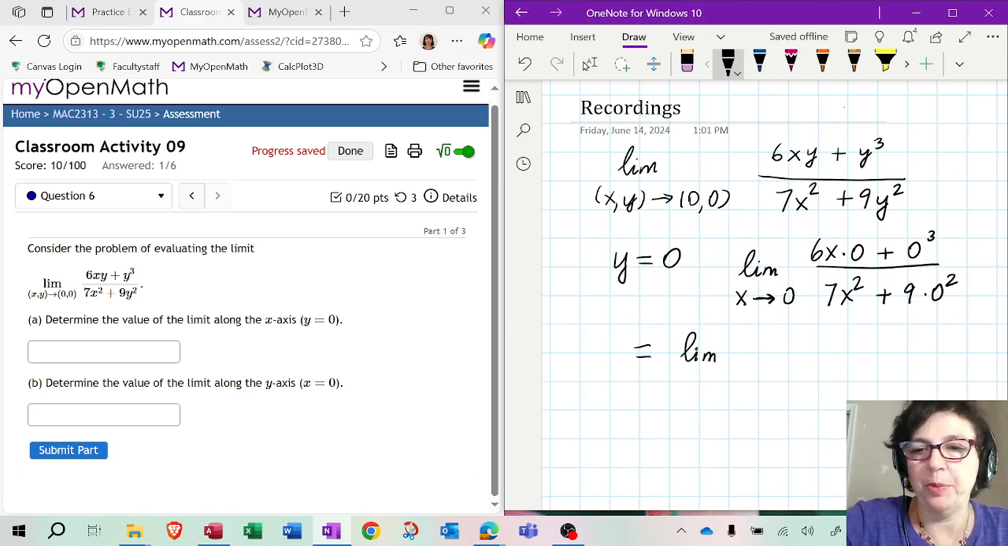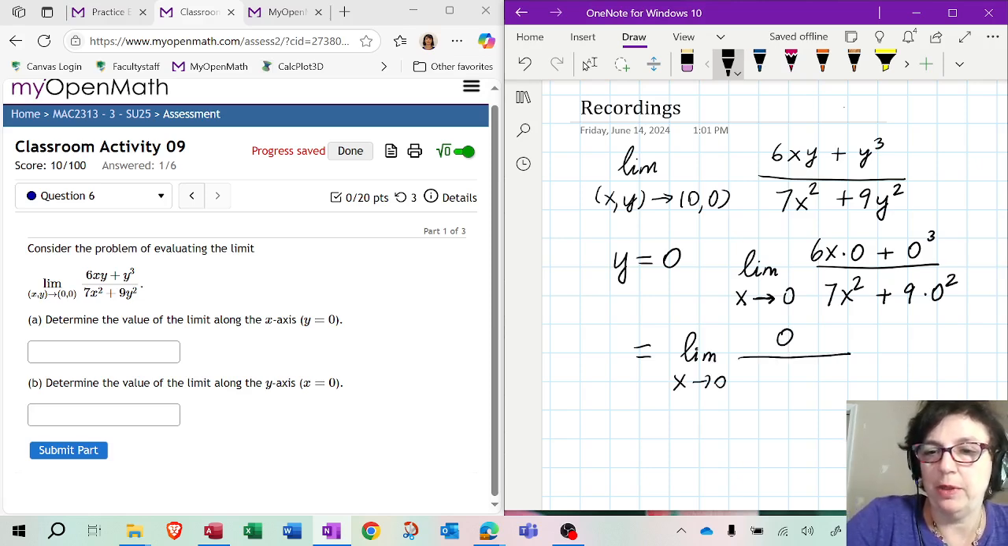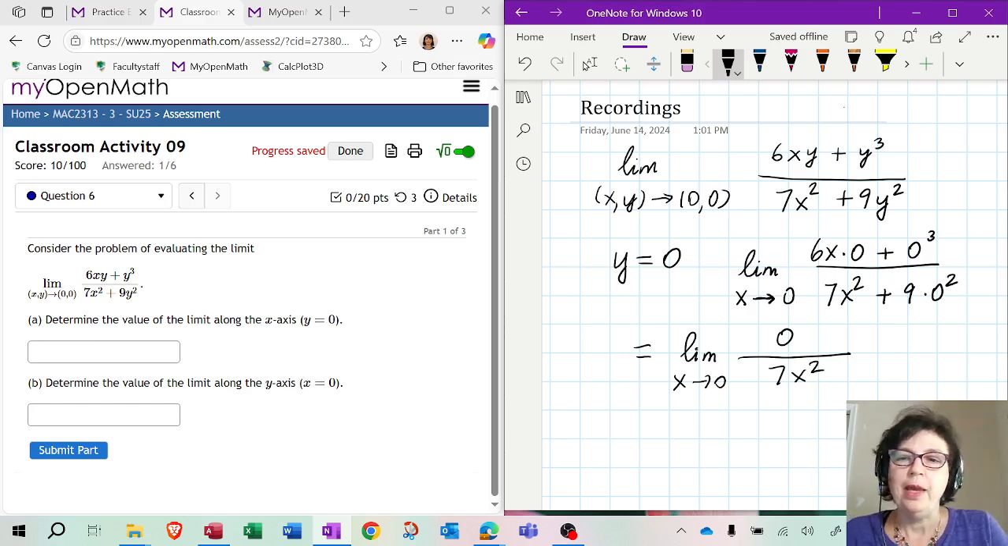Now on the top, notice that we are just going to get 0. And on the bottom, this is going to simplify to 7x^2 because the other term is 0. Here you've got two options. If you try to substitute 0 into the bottom, you will see that this is 0 over 0, which is actually what's called an indeterminate form. This does not mean the limit is undefined, and it also does not mean that the limit is necessarily 0. It just depends on the situation.